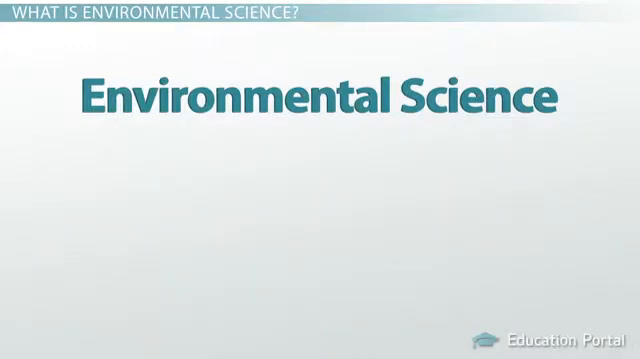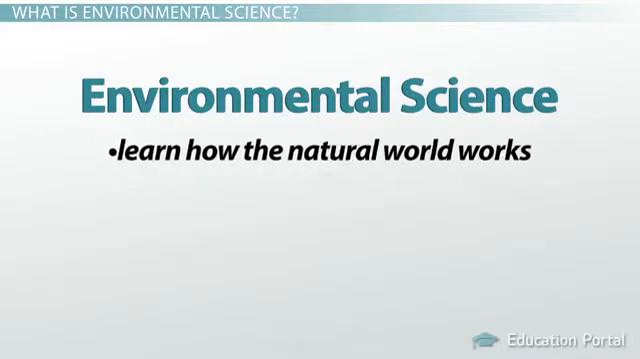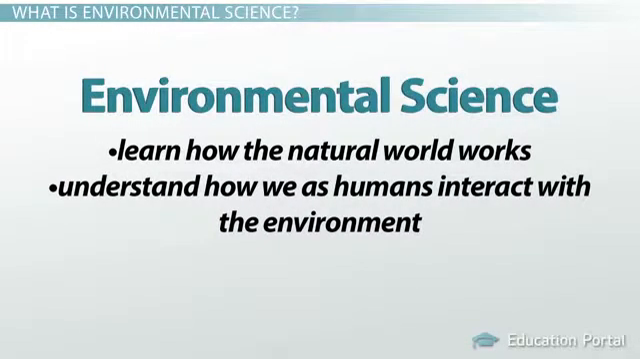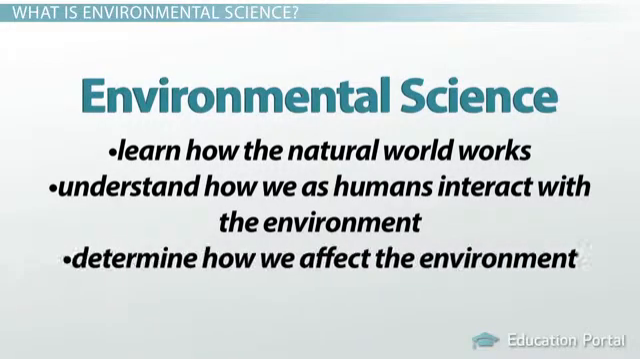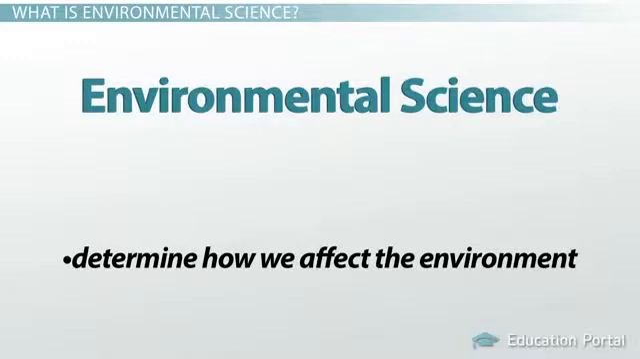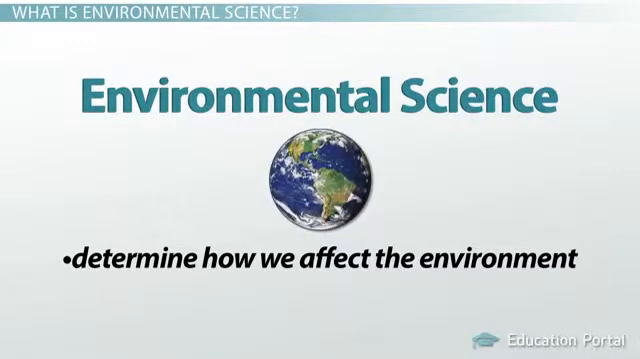The field of environmental science can be divided into three main goals, which are to learn how the natural world works, to understand how we as humans interact with the environment, and also to determine how we affect the environment. The third goal of determining how humans affect the environment also includes finding ways to deal with these effects on the environment.